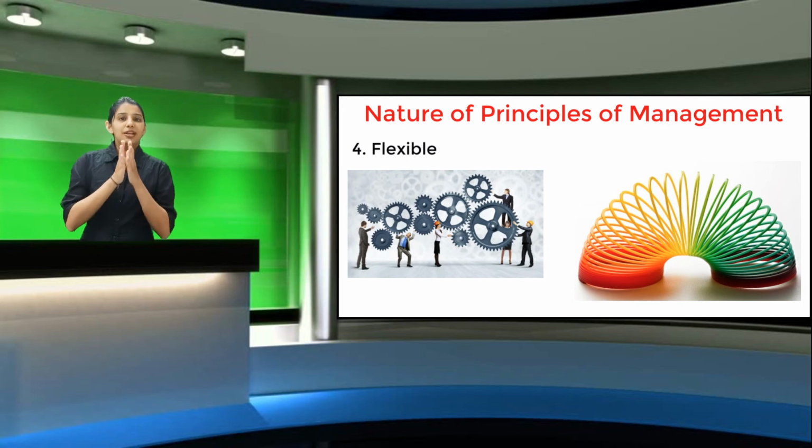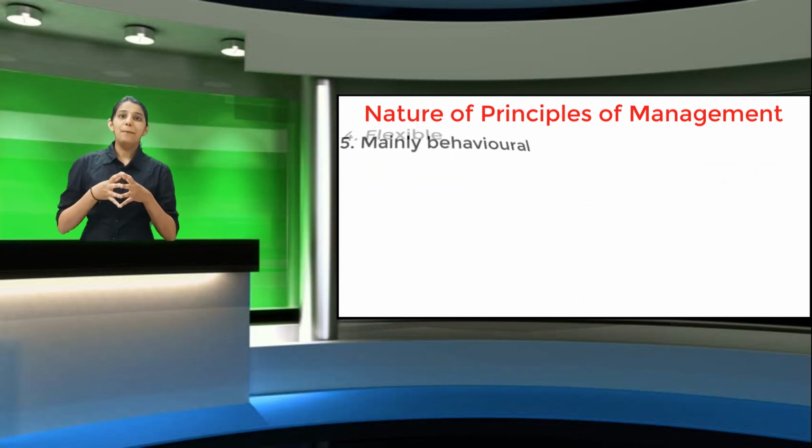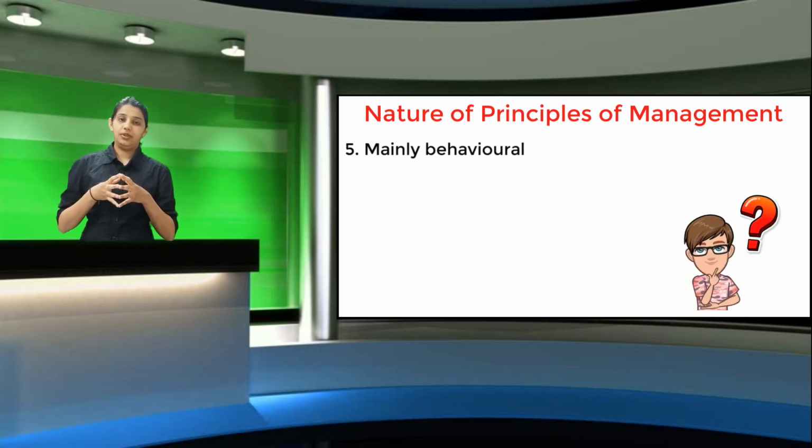Moreover, the principles of management are flexible and can be molded by the managers according to the specific situation and circumstances. The next point is mainly behavioral. What I am saying, just pay attention. The next point is mainly behavioral. Can anyone tell me what this point would mean? No one? Don't worry. I'm here to make you understand.